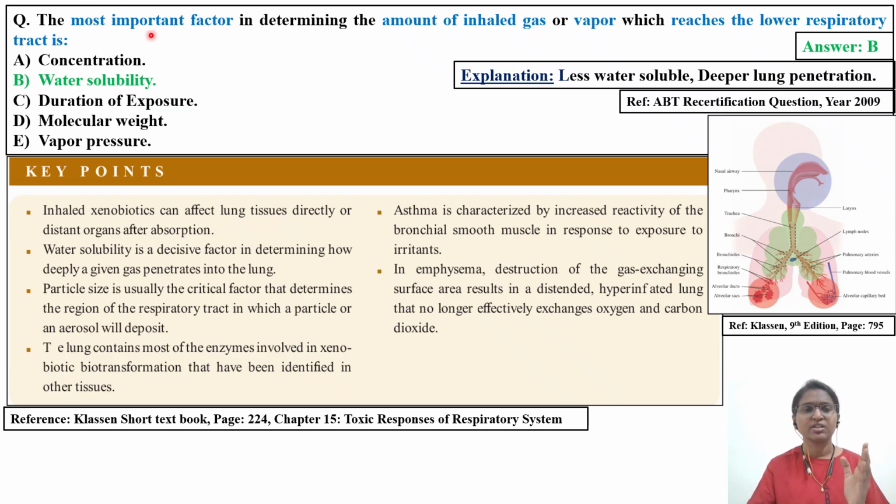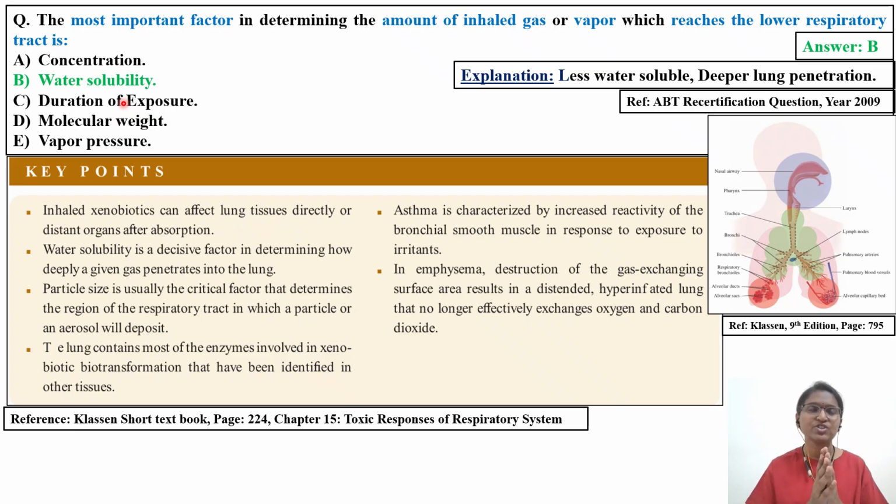The question is: the most important factor in determining the amount of inhaled gas or vapor which reaches the lower respiratory tract. As I told you, whenever you're discussing inhalation toxicology or the respiratory system, in which region of the respiratory tract the chemical is going and depositing is very important. So what is the characteristic feature that determines the amount of inhaled gas or vapor reaching there? It's water solubility. So the right answer is the green text, that is water solubility.